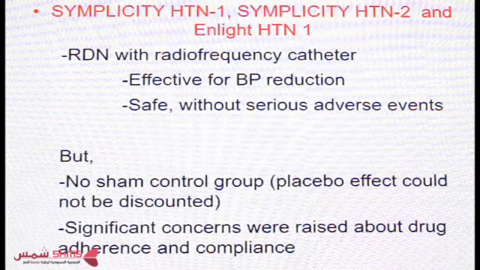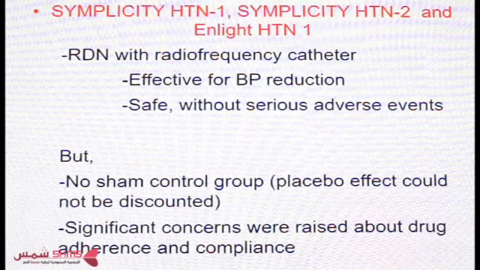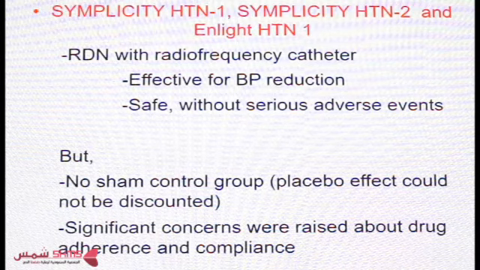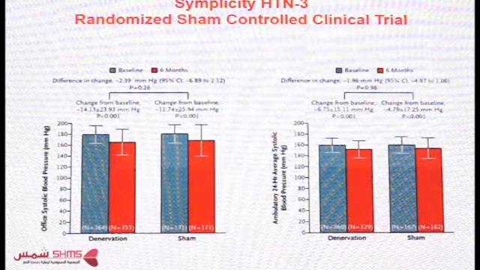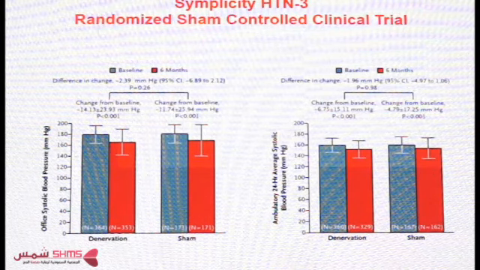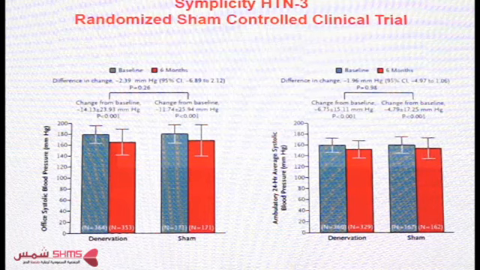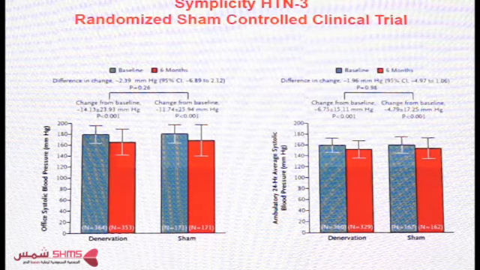But there was no sham control in those studies, which means that a placebo effect could not be discounted. And significant concerns were raised about adherence and compliance during these trials, which could have influenced the outcome. The first sham control study was the Simplicity HTN-3 trial. In this trial, patients with resistant hypertension were randomized to renal denervation and sham control groups. In the sham control group, renal puncture and renal angiography were done, but not renal denervation.